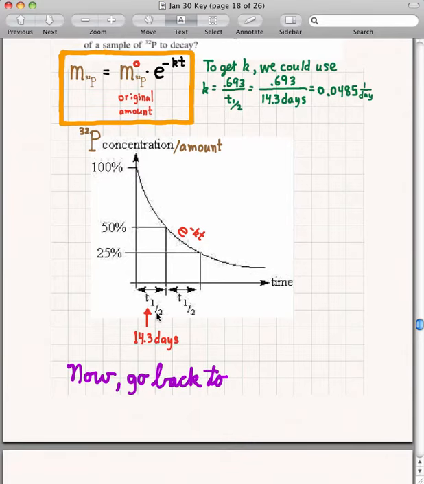this is first order decay. This half-life is 14.3 days, and this half-life is 14.3 days, and the next half-life would be 14.3 days. So for first order processes, the half-life doesn't change.